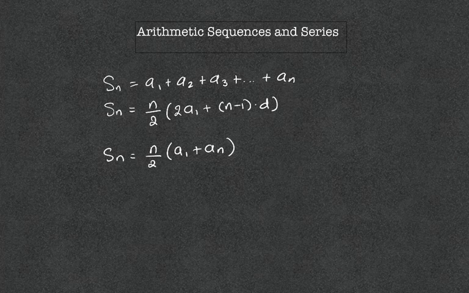There are advantages to each of these formulas. For example, in the first case, if you know the common difference and the first term, you can use this formula. But if you don't know the common difference, you are not able to use this formula. If instead you know the first term and the last term that you intend for the sum, you can use this version instead.